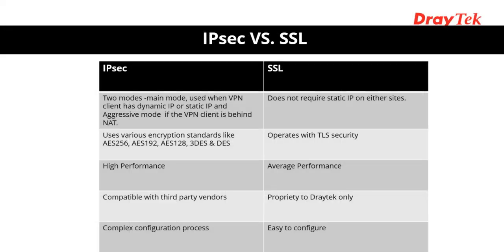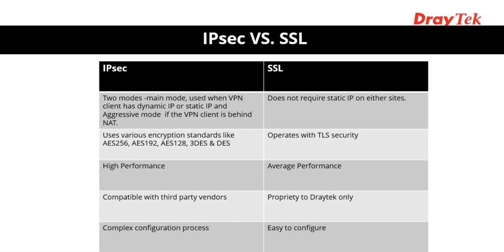IPsec is a secure VPN protocol, and it supports two modes, which are main mode and aggressive mode. Main mode is used for scenarios when the dial-out router has a dynamic or static IP. Aggressive mode is used when the VPN client is behind NAT. In comparison, SSL doesn't require either side to have a static IP because DDNS can be used. Both protocols offer strong encryption.